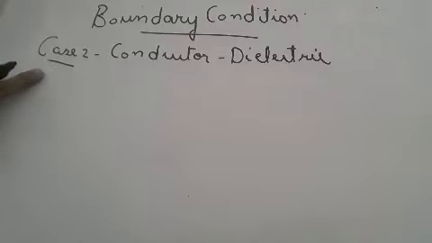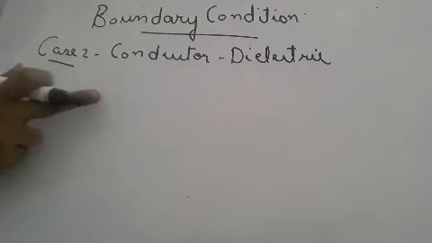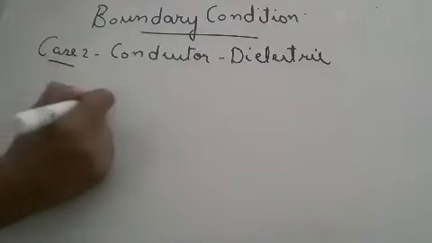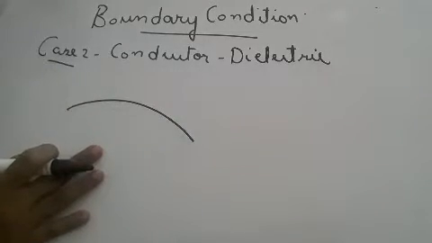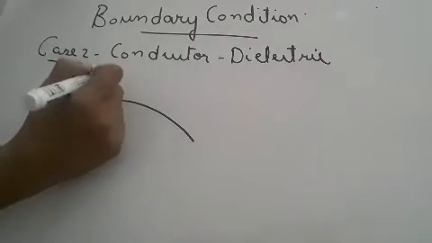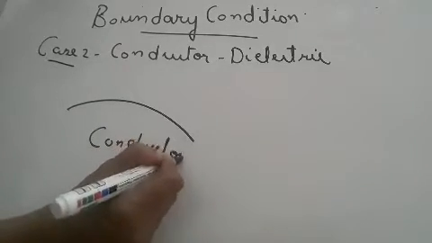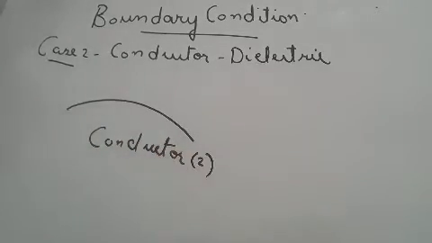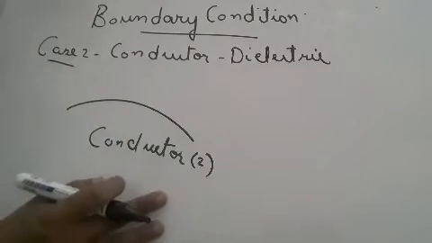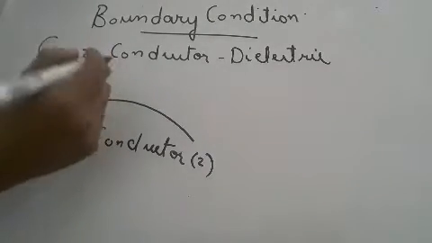Boundary conditions, case 2. Conductor to dielectric boundary condition. This is the interface. Conductor to the second medium is conductor. First medium is dielectric.